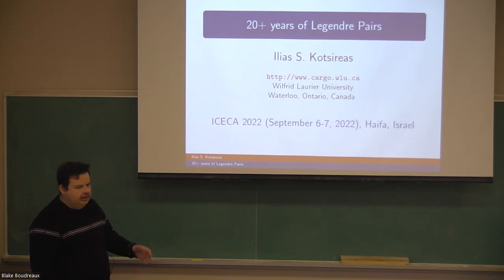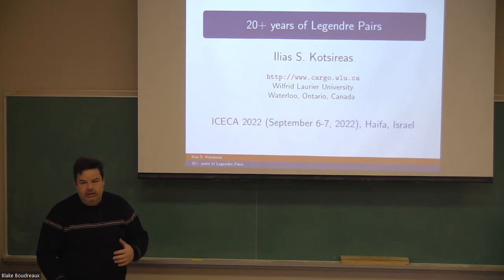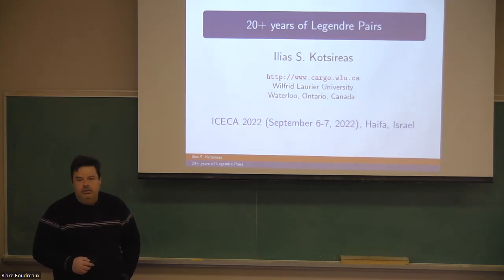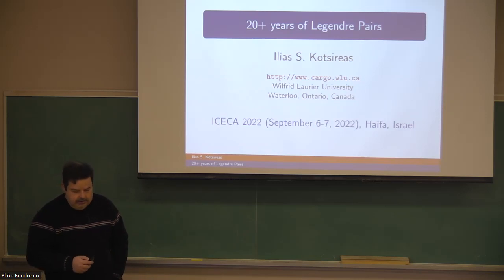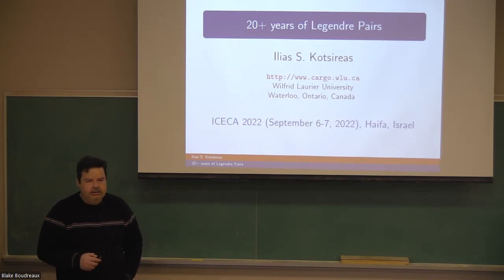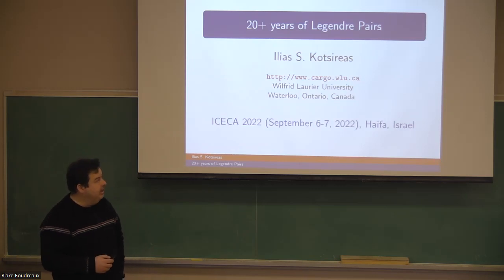I moved on to other areas of research since I was a postdoc, and basically I started working in design theory and doing computational work in that area. And one of the objects in design theory that I want to discuss today is these so-called Legendre pairs. They were introduced in 2001, so it's been 20 plus years of various developments in this area.